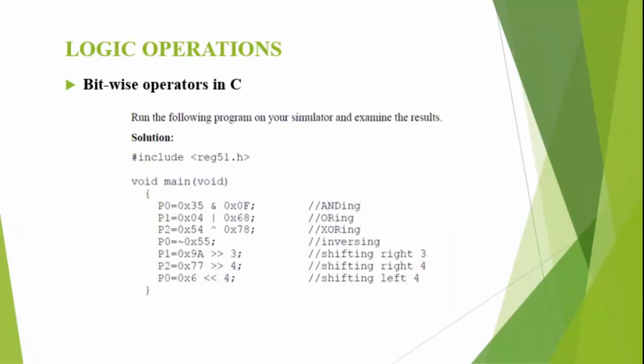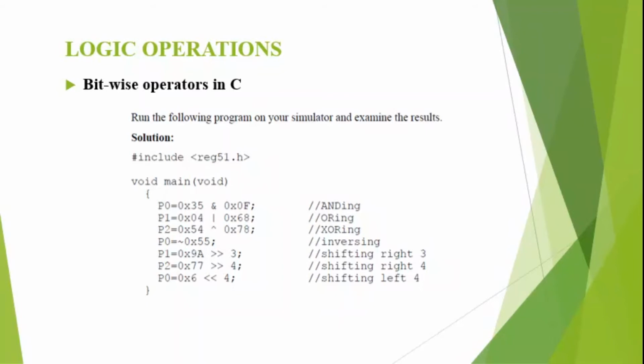Let us see the example for bitwise operators in C. So the program is written. In the main function we have P0 assigned the value of 35 bitwise AND with 0F. P1 is assigned the value of 04 OR with 68. P2 is assigned the value of 54 XOR 78. And P0 is assigned the inverse of 55. P1 is assigned the value of 9A after shifting right 3 bits, and P2 is assigned the value of 77 after shifting right 4 bits, and P0 is assigned the value of 06 after shifting left 4 bits.